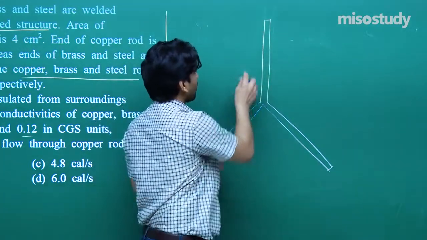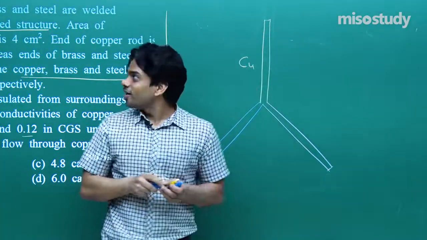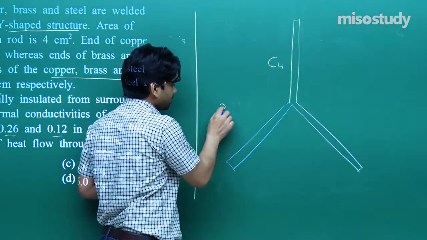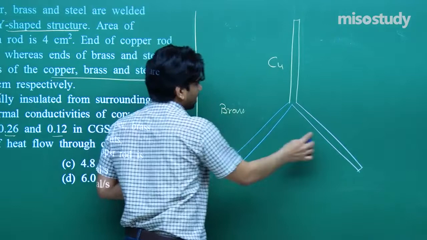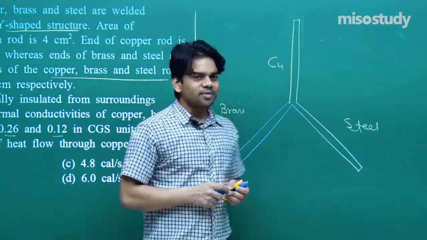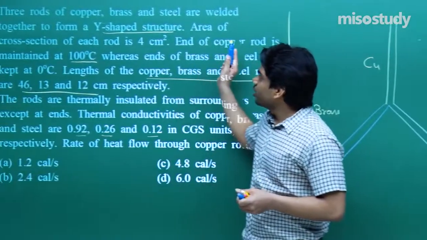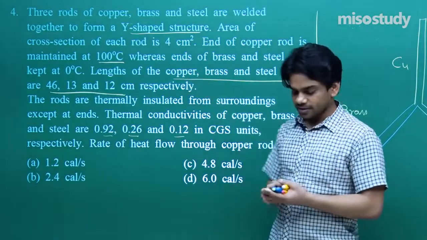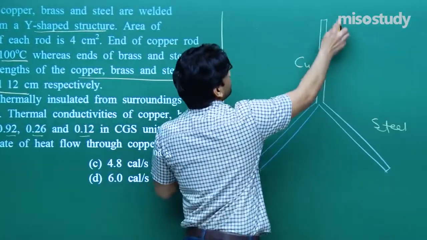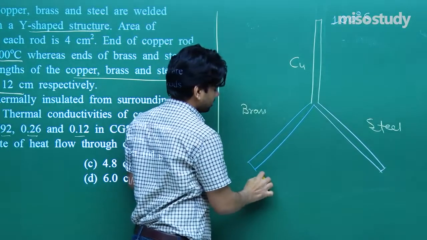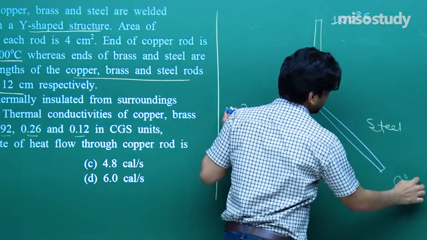Let's say this is the copper one, this is the brass one, and let's say this is the steel. The ends are maintained at different temperatures. Area of cross section of each is 4 square centimeter. End of copper rod is 100 degrees Celsius. And both these ends are 0 degrees Celsius.